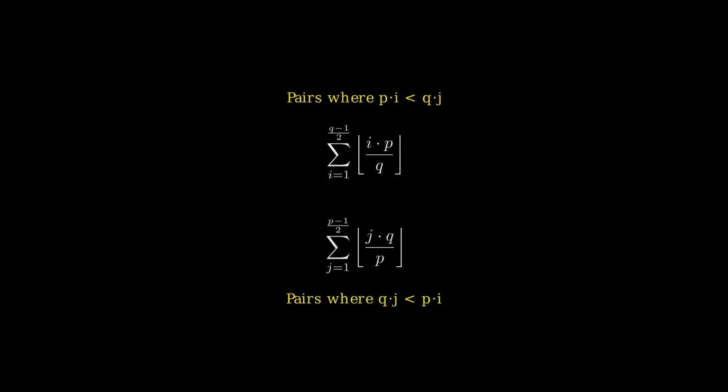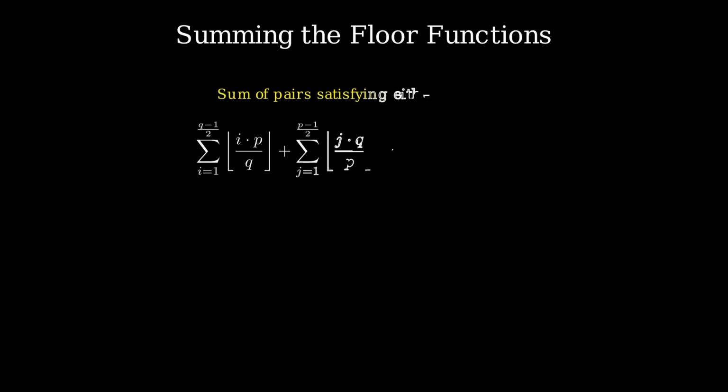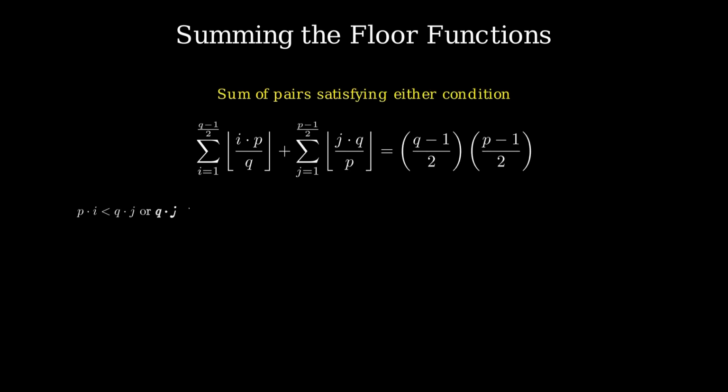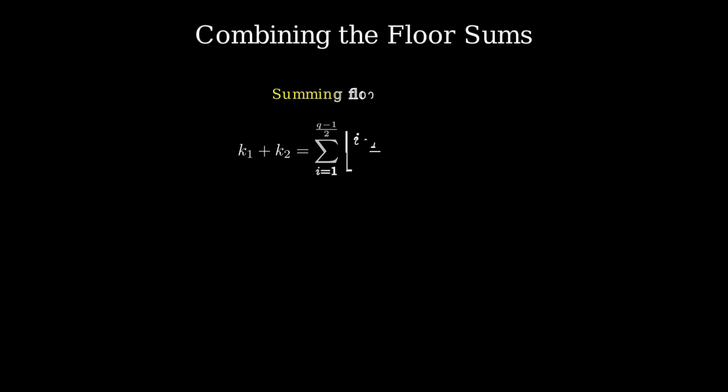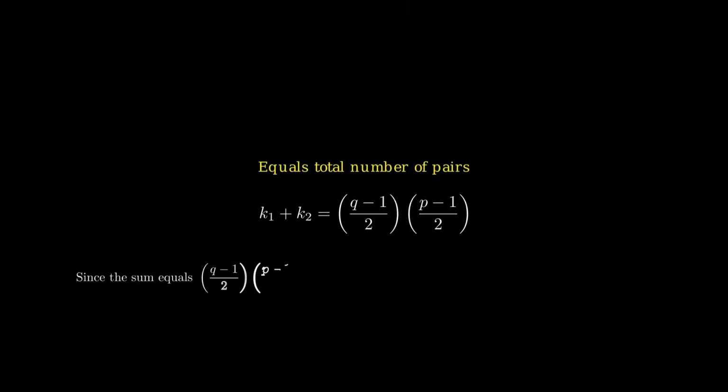According to Gauss's lemma, each sum gives us expressions for k1 and k2. Together, these sums form a perfect match with the product of half of p minus 1 and half of q minus 1. When we combine both floor sums, we get this neat identity: k1 plus k2 equals (q minus 1) over 2 times (p minus 1) over 2. This is the key that links the two Legendre symbols.